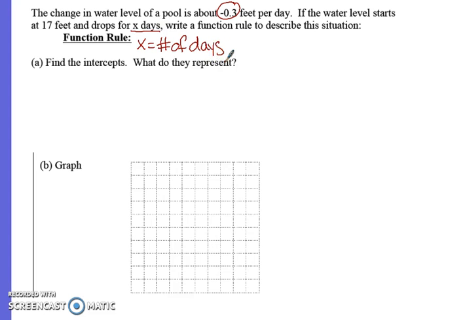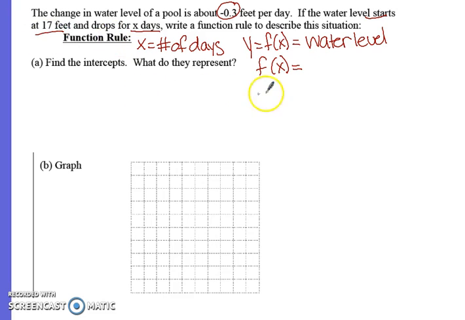Well, what depends on the number of days? What does y, which is the same thing as f of x, equal? What's the other thing that's changing? It's your water level. So I'm going to say that f of x equals, well, we know that it starts at 17 feet. So it'd be 17, and it's dropping, so it's going down 0.3 feet per, meaning times the number of days, which is x.